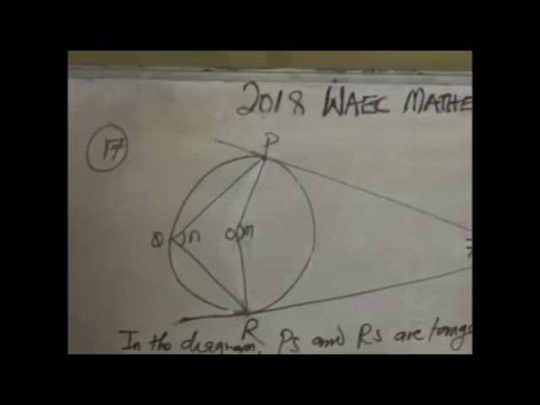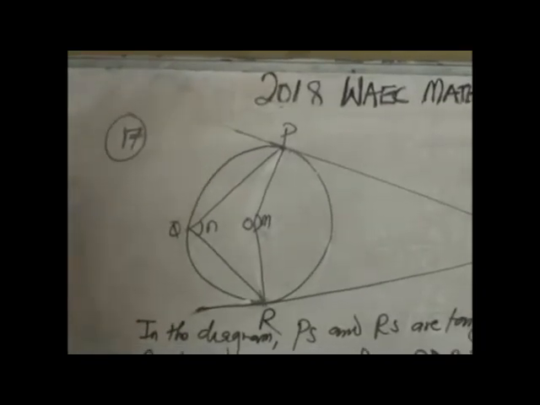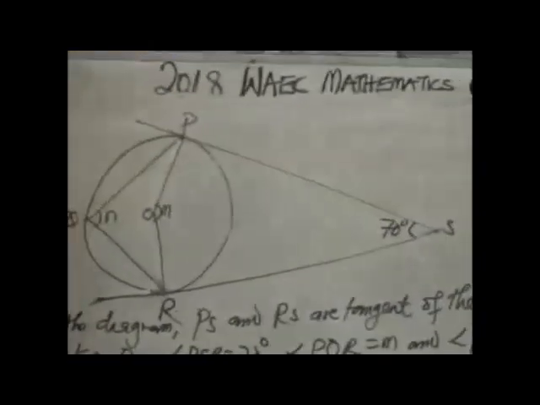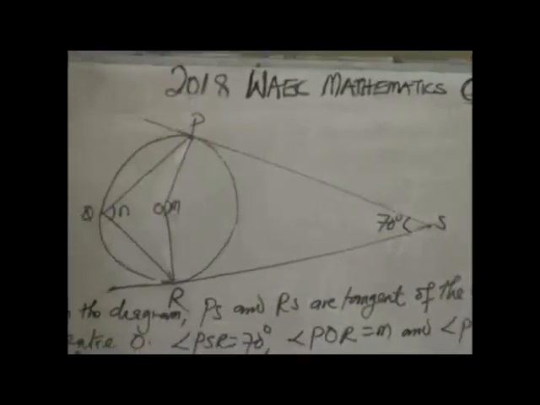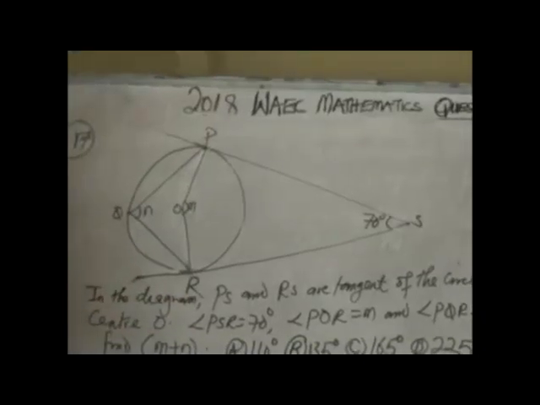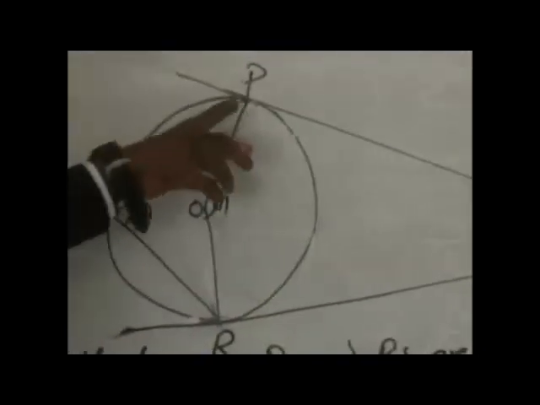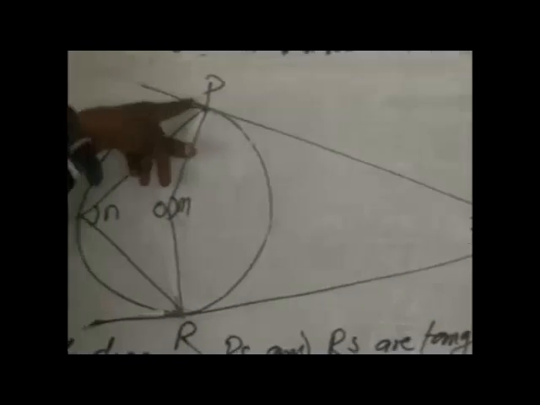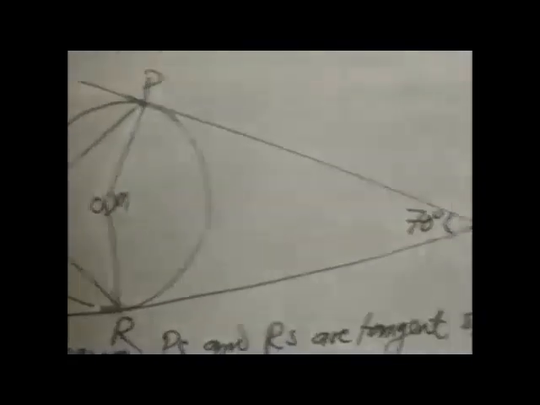Question 17 of the 2018 WAEC mathematics past questions. Let's look at the diagram. This is the diagram to question 17. This is circle geometry, and you are seeing the circle, and this is a tangent. A tangent is a line that touches the side of the circle without cutting across. We have tangent PS. We also have another tangent underneath, RS. We have this circumference, the center O, and this angle is 70.